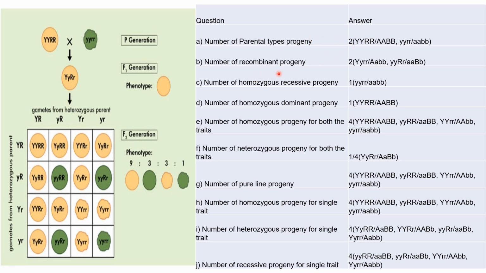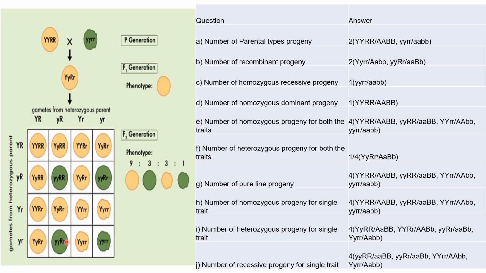Then number of recombinant progeny is given as 2. Here it is the combination, you can see YYRR. These two we have in the F2 result, and one more is the combination that is green round. So when we consider these two combinations as recombinant, only one of them is considered, but the other number is left out.